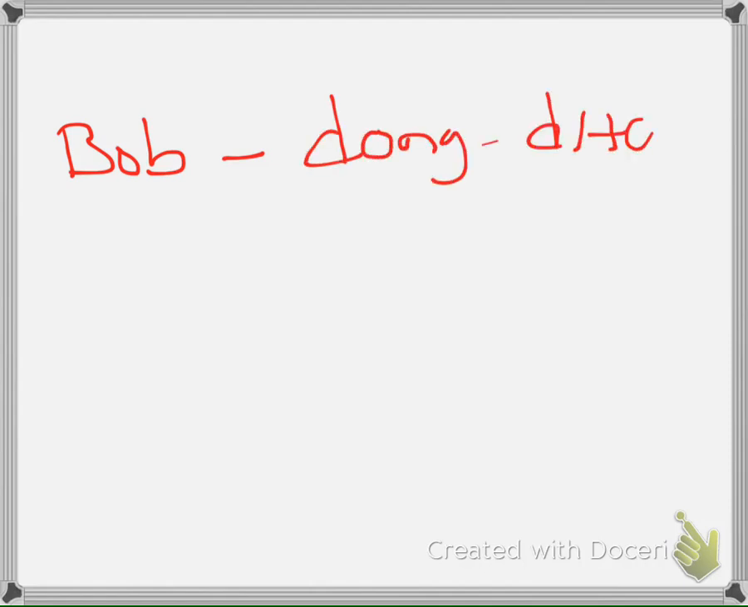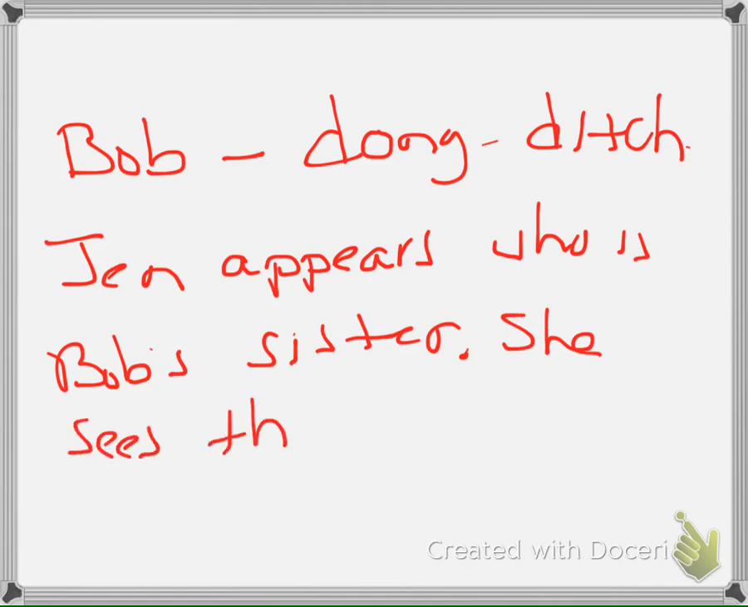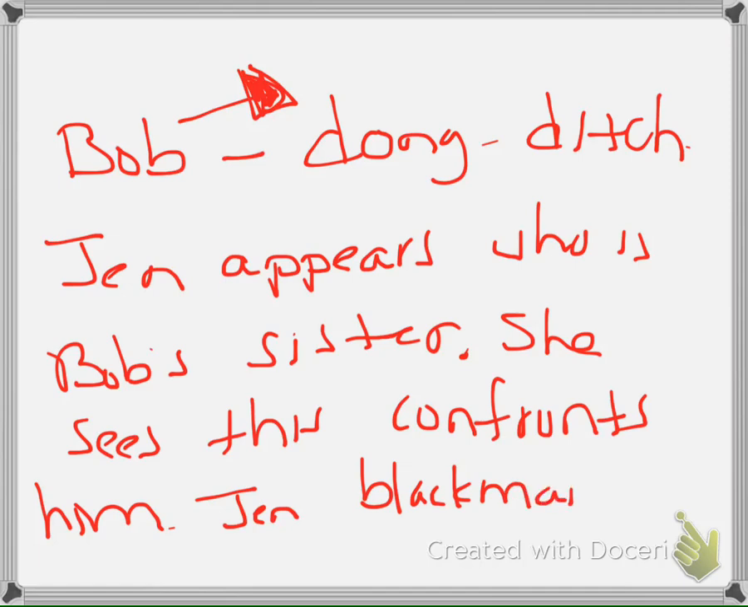So here's what I'm thinking. All right, so Bob does the ding dong ditch, all right? But then what happens is, as he is running away, Jen appears, who is Bob's sister. So the little issue that's now occurring is she sees this, right? So she sees this and basically confronts him. And I think in my story I'm going to have this character Bob, maybe he was already in trouble one other time, and if he gets in trouble one more time, he gets some huge kind of punishment. So basically Jen kind of, what do you call it? Not bribes. Jen blackmails him, in some sort of way.